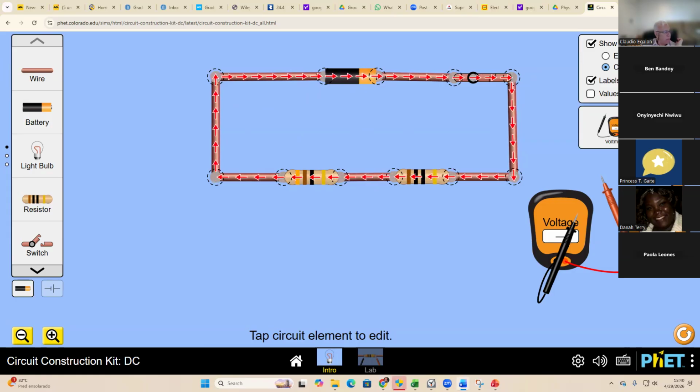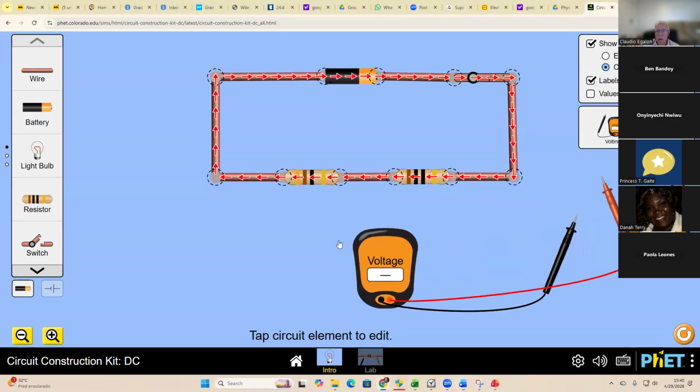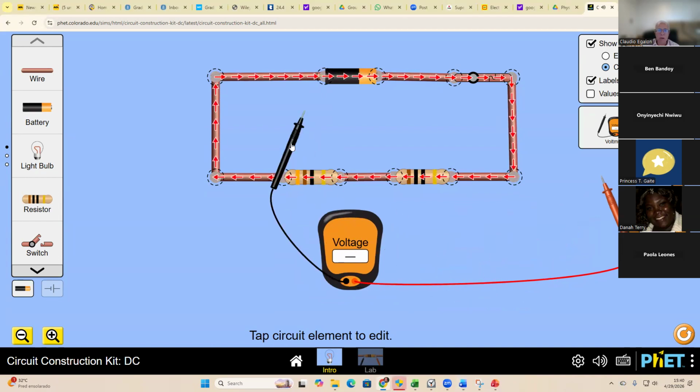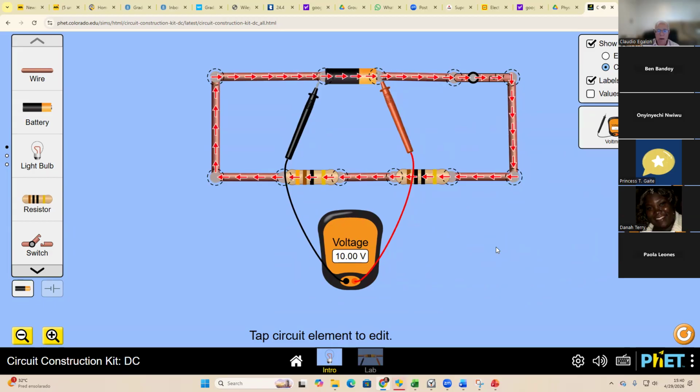Now we are going to measure the voltage in this circuit. We are going to measure the total voltage. The total voltage is measured by putting the voltmeter at the ends of the power supply. And then we are going to measure the voltage across resistor 1.